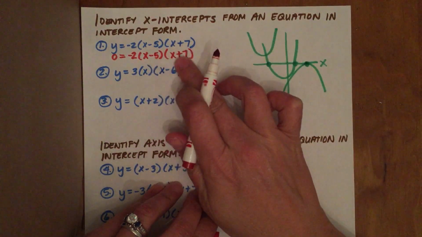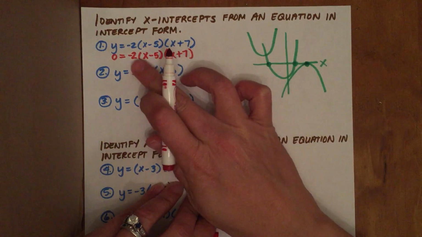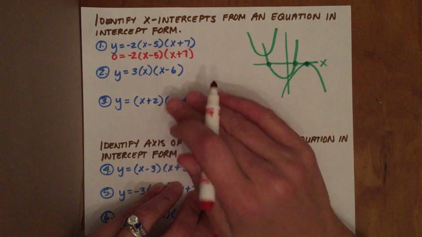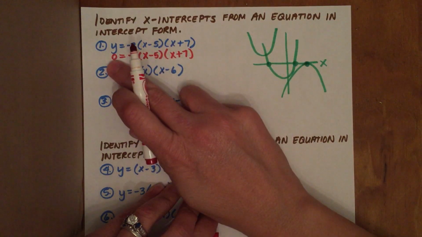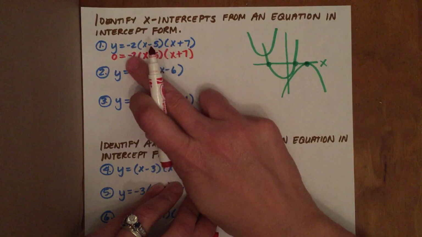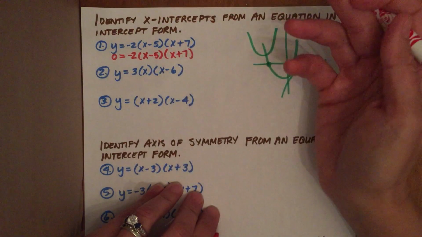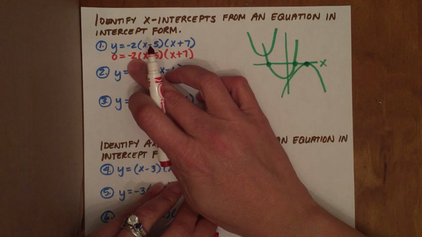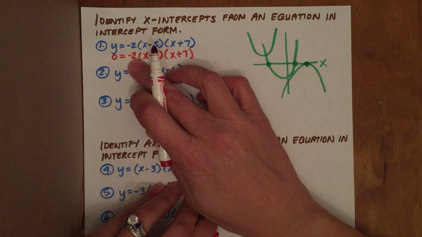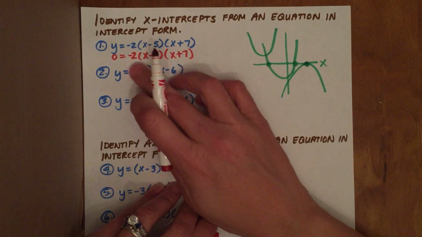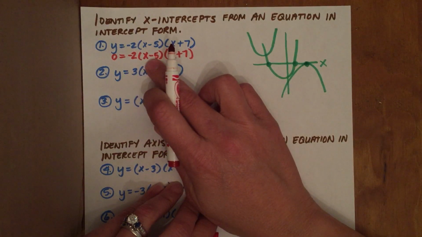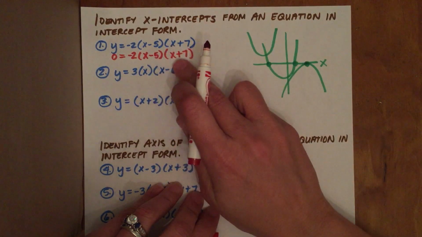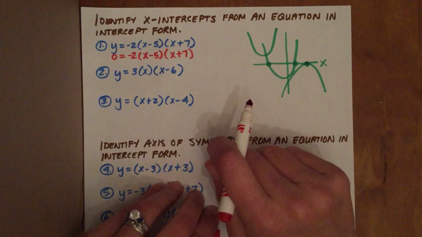Once we've done this, we know we've got 3 factors here. We have -2, x minus 5, and x plus 7. Those are all factors, which means they're all multiplied. So in order for us to get 0 as our product, any one of these 3 could equal 0, because 0 times anything is 0. Well, -2 can't equal 0, so we don't have to worry about this constant. So let's look at our 2 factors, x minus 5 and x plus 7. We want to see what makes them equal 0.